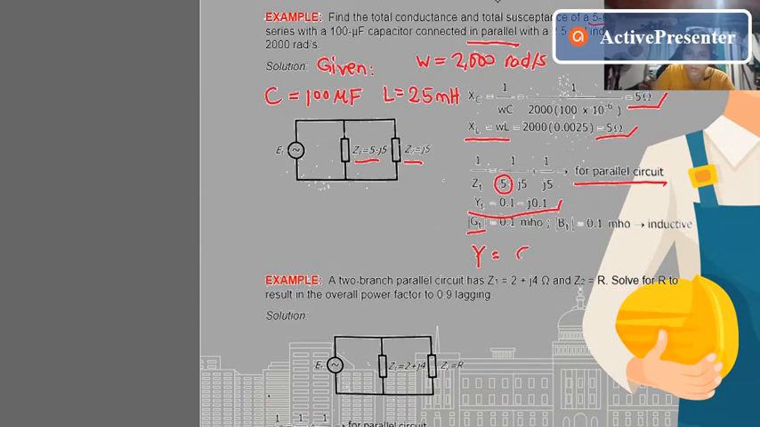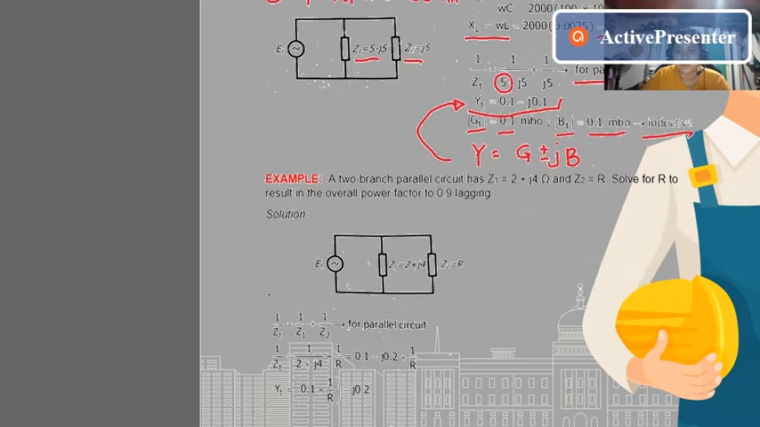Admittance is also equal to G plus or minus jB. So from our answer in solving for our admittance, we conclude that our GT is equal to 0.1 mho, and our BT is 0.1 mho, which is inductive. Since it is negative, our BT or susceptance is negative, or inductive. So let us proceed to our second example.